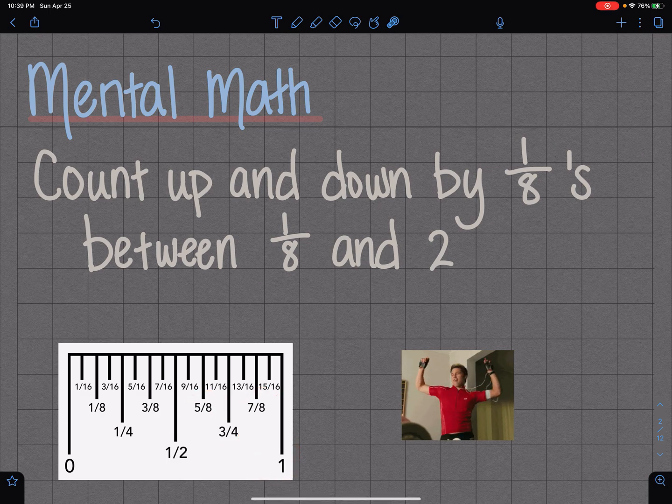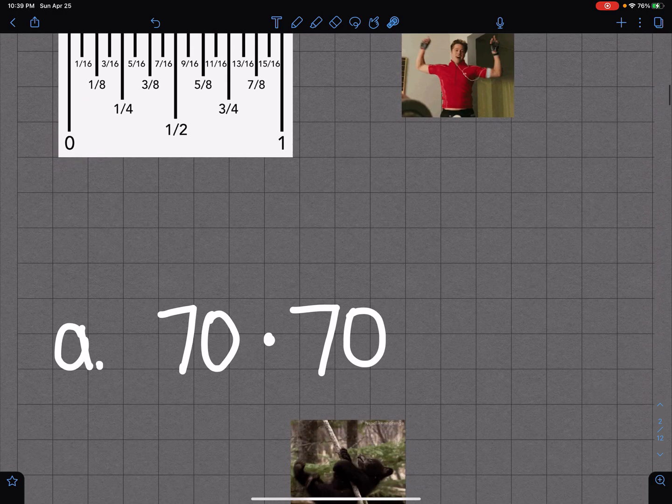Now let's count down. 2, 1 and 7/8, 1 and 3/4, 1 and 5/8, 1 and 1/2, 1 and 3/8, 1 and 1/4, 1 and 1/8, 1, 7/8, 3/4, 5/8, 1/2, 3/8, 1/4, 1/8, 0. Sweet. Were you able to do it with me?